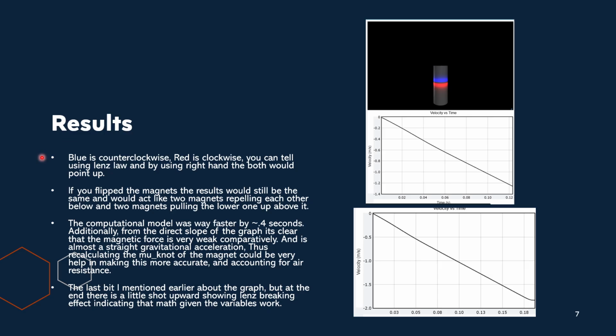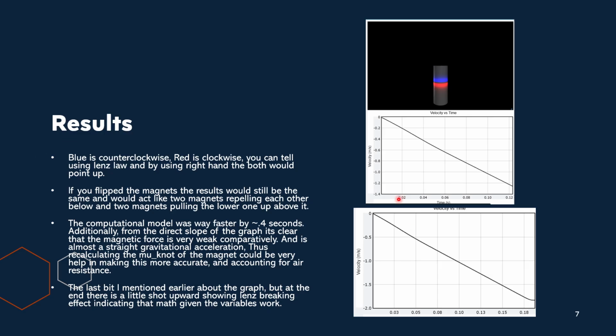So then if you flipped the magnet, it would still be the same because the change in flux would be the same. So it would still act as if two magnets were repelling each other if you're looking at the two areas below it, and it looked like two magnets with one pulling one up above it.